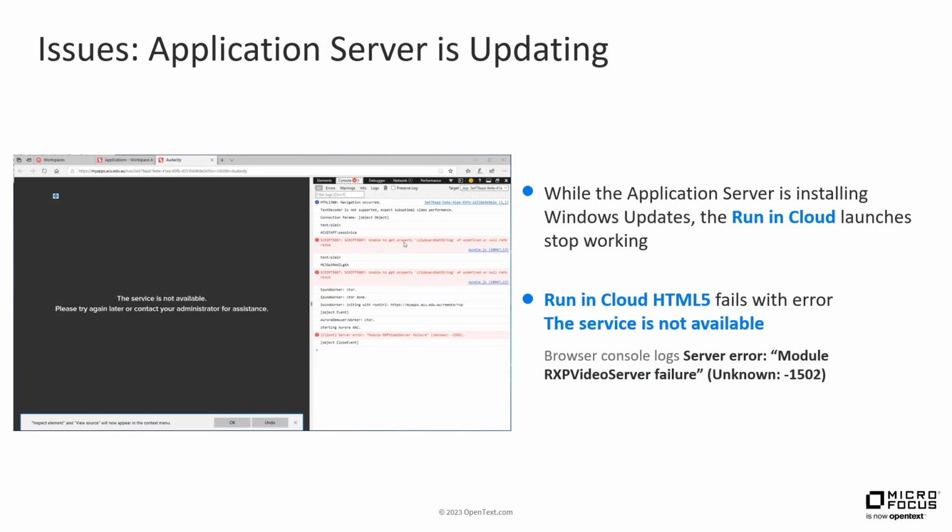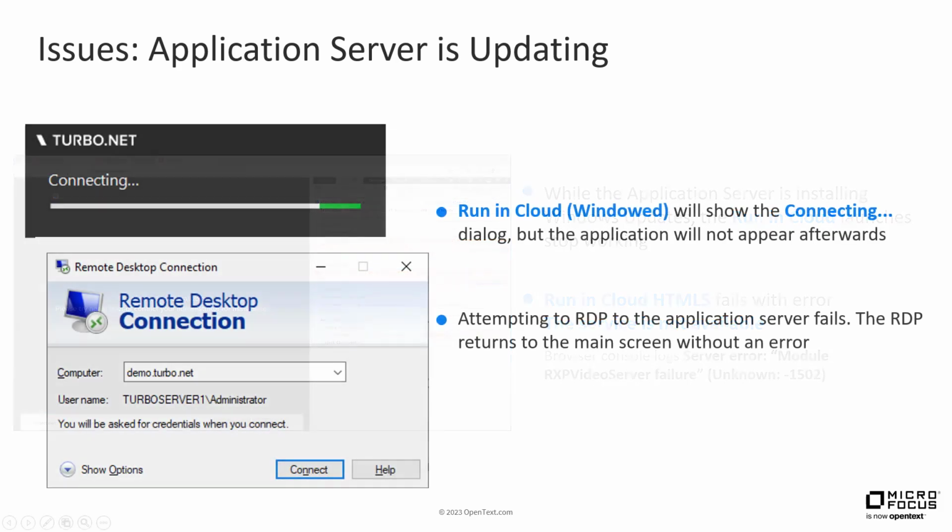Sometimes when the application server is installing Windows updates, if users try to use the running cloud launch option, they will see a message that the service is not available because the RDS service may be restarting. Generally, the HTML5 launch mode fails with unknown error 1502. The running cloud windowed launch mode will show the connecting dialog, but then the application will never appear after the dialog disappears. If you attempt to RDP to the application server, it will fail without an error.